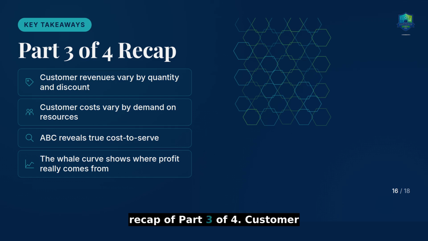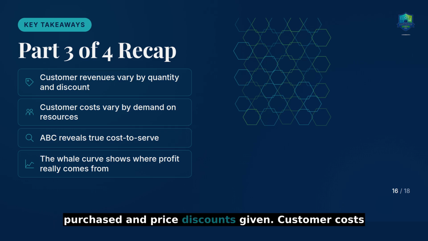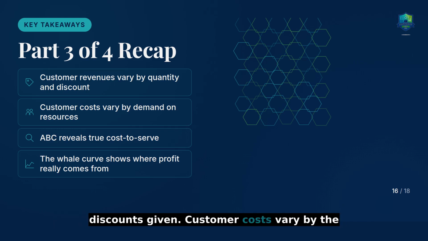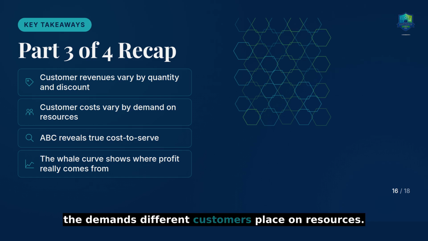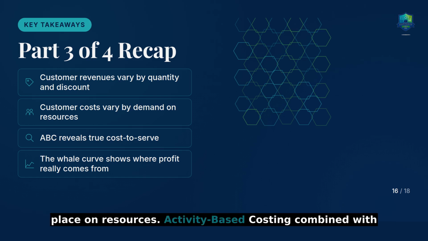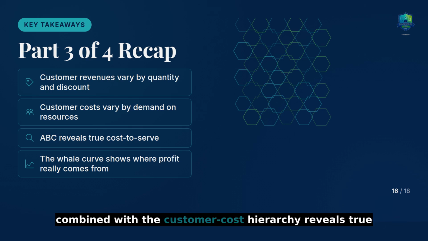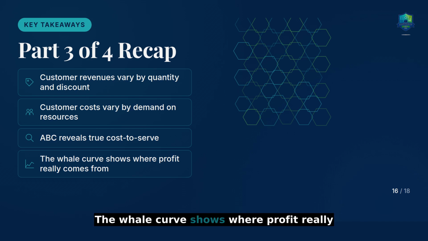Quick recap of part 3 of 4. Customer revenues vary by both quantity purchased and price discounts given. Customer costs vary by the demands different customers place on resources. Activity-based costing combined with the customer cost hierarchy reveals true cost to serve. The whale curve shows where profit really comes from and where it leaks away.